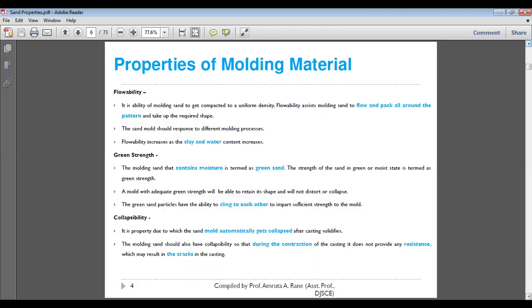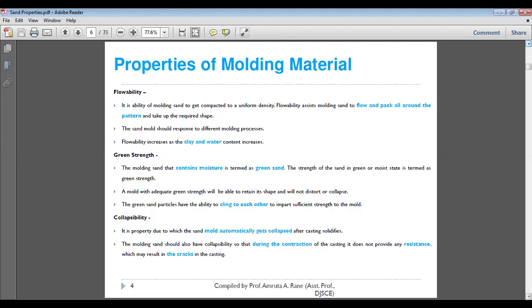Then the properties of molding material, as we discussed: it must have enough strength so that it withstands the molding temperature. At the same time, it must provide capillaries to the heat escaping and heat ejected after pouring. Then it must be able to flow, because when the molding sand is made, flowability is another important aspect. So the molding sand must have good flowability, so it would be helpful in making molds.